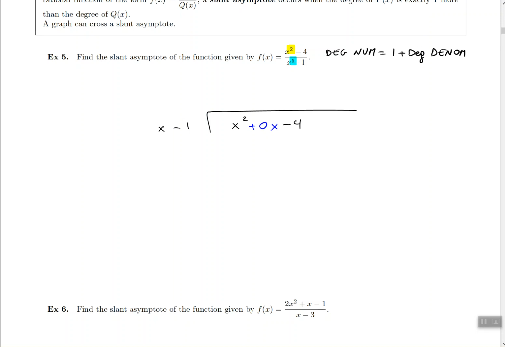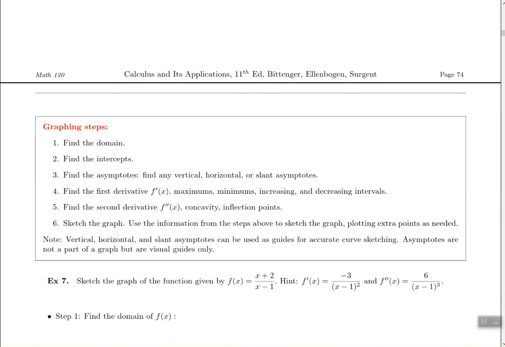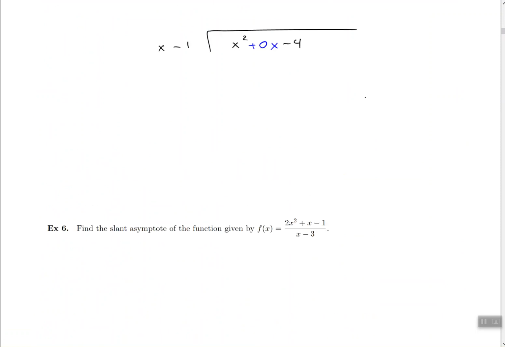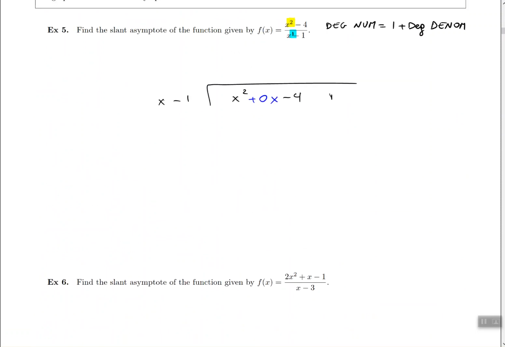Okay, by the way, the x squared plus 0x minus 4 has a name. It's called the dividend. It's not super important if you know this or not, but that's the name. And the x minus 1 is going to be called the divisor. This is kind of important, so maybe we should know this.